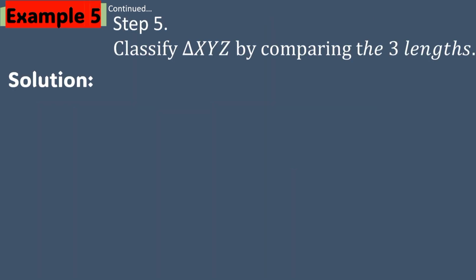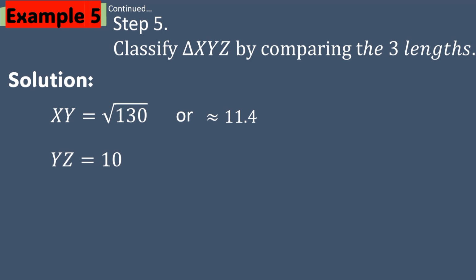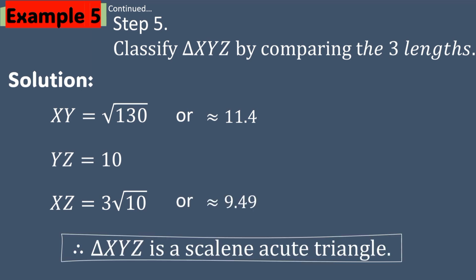Step 5, we can now classify triangle XYZ by comparing the three lengths. XY is square root of 130, which is approximately 11.4. YZ is 10 units. XZ is 3 square root of 10. So obviously, triangle XYZ is a scalene acute triangle.